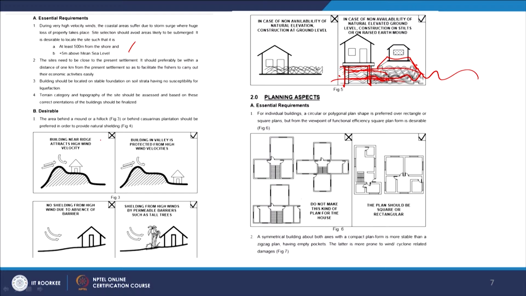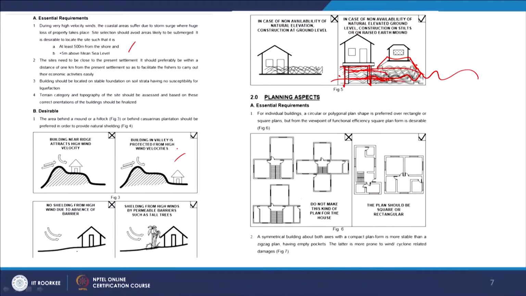Similarly, there are the desirable conditions. Building near a ridge attracts high wind velocity, but buildings in a valley are protected from high wind velocity. I would also bring a counter aspect: it also depends on the makeup of the hill and the landscape. Imagine if you have another hill that becomes a tunnel effect, so the wind will get channeled much more fiercely. So, no shielding from high wind due to absence of barrier, because that is where you need to talk about the landscape, how we can promote the landscape so that it can reduce the velocity of wind and have a control mechanism over there.